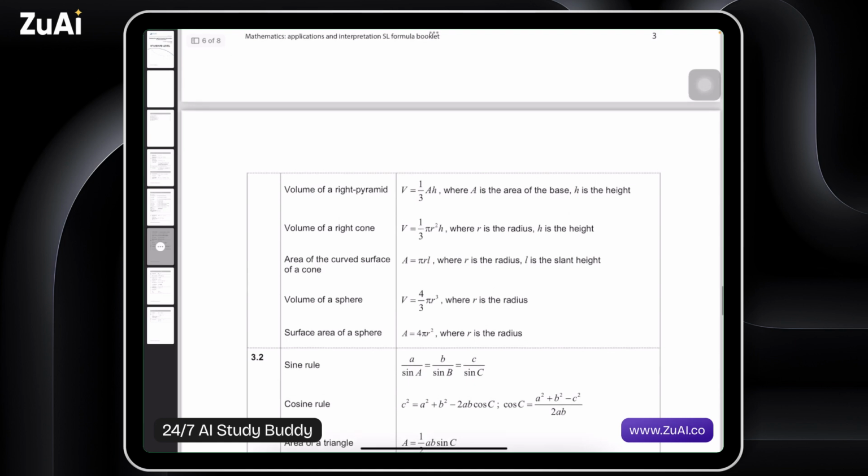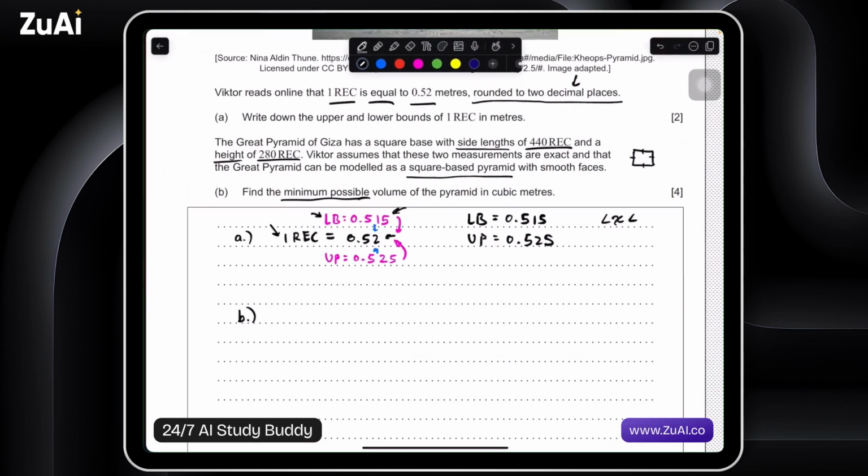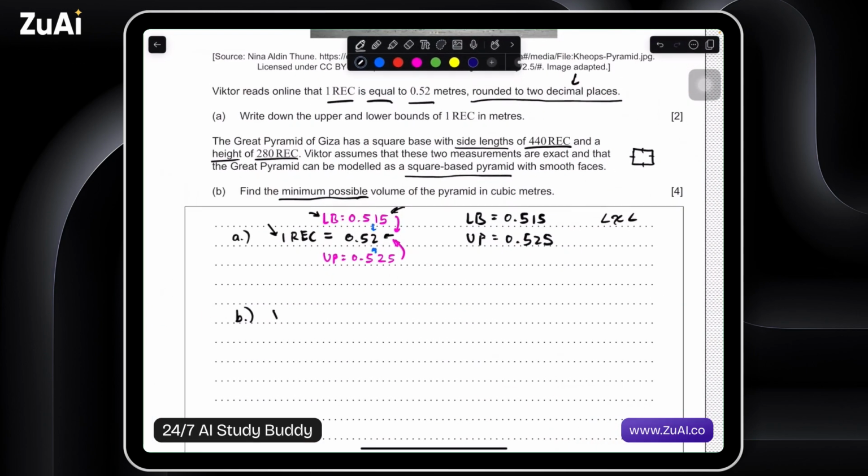Volume of a right pyramid. There we are. Volume is equal to 1/3 the area of the base, and then h is the height. So volume is equal to 1/3 A h, where A is the area of the base. Okay, let's write that down here. Volume is equal to 1/3 A, which is the area of the base, times height, the height of the pyramid.